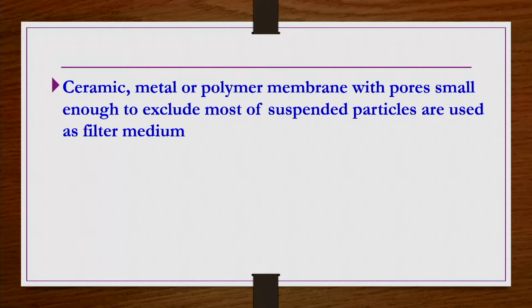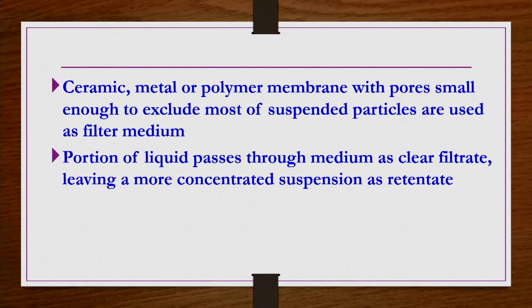So what kind of membranes are in general used? Usually ceramic, metal or polymer membranes are used. These membranes should have pores small enough to exclude most of the suspended particles when used as filter medium. Then a portion of the liquid passes through the medium as a clear filtrate, as I mentioned, leaving a more concentrated suspension as retentate. So separation of these suspensions into two individual pure phases, almost pure phases, is not possible here.